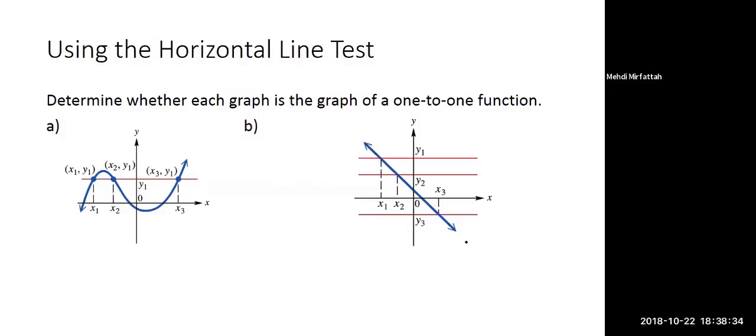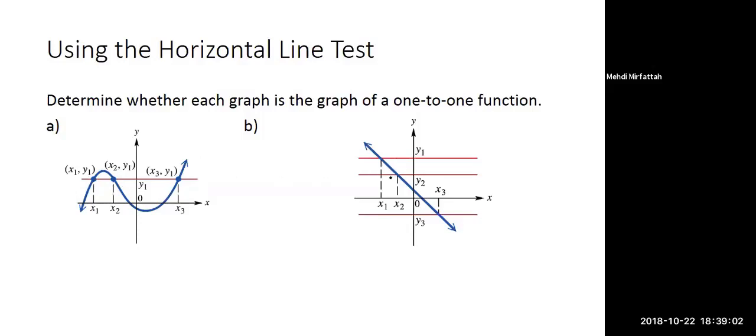Like I said, any straight line, as long as it's not the horizontal line itself, is a one-to-one function, because if I draw a horizontal line through this line, it would intercept at exactly 1 point only. However, a circle or this kind of shape is not a one-to-one function, because if I draw a horizontal line, it intercepts at more than 1 point. So this is not a one-to-one function.